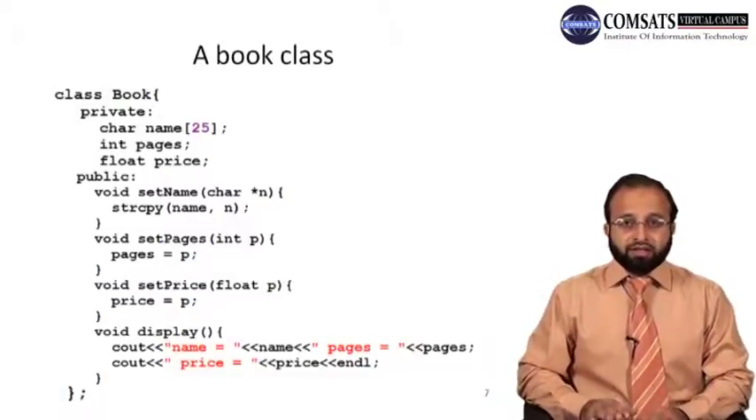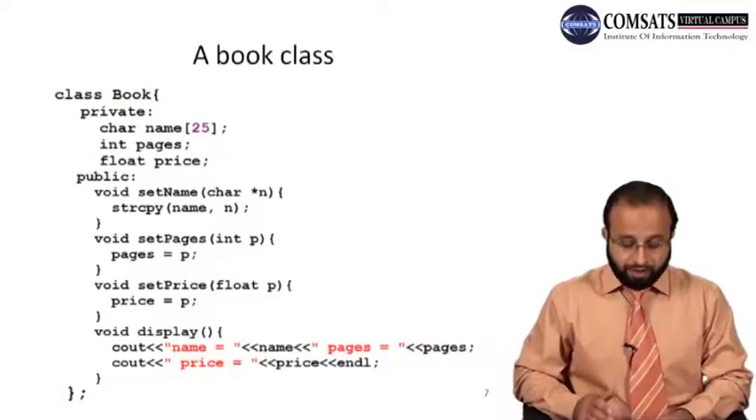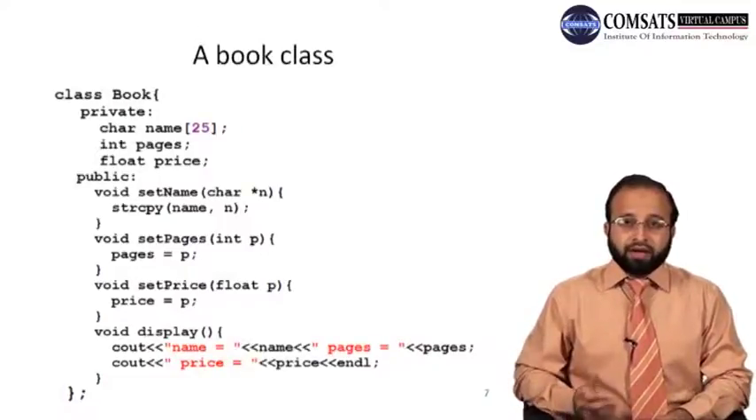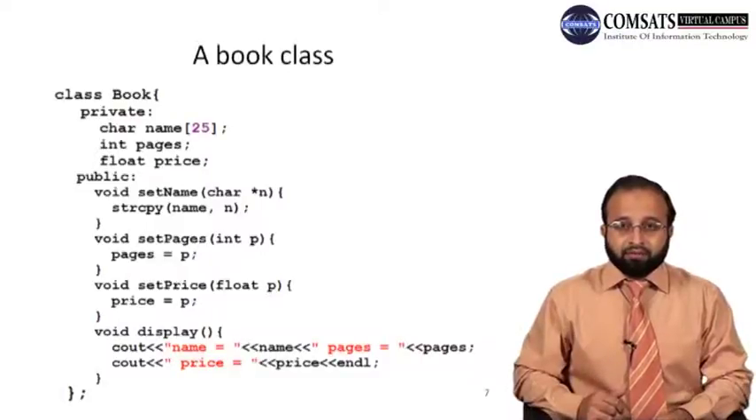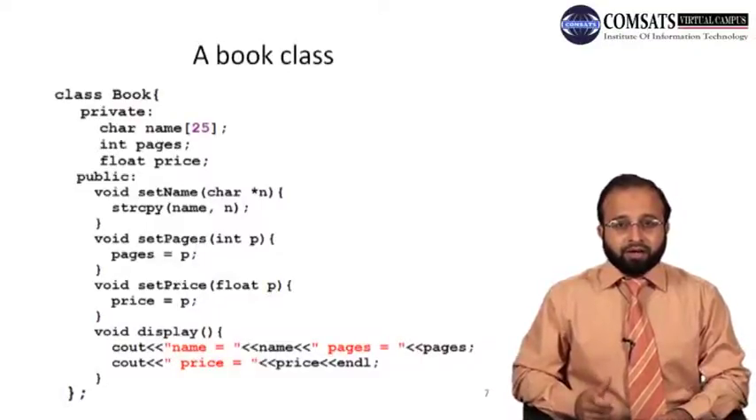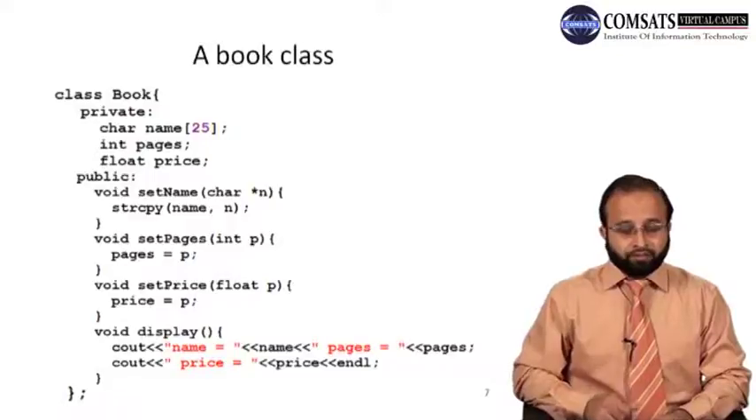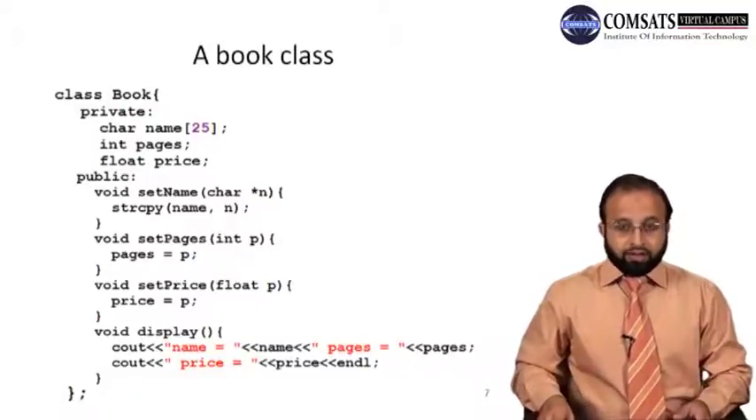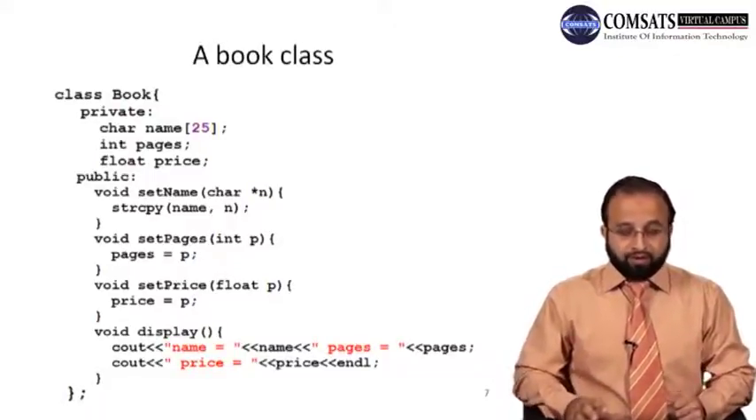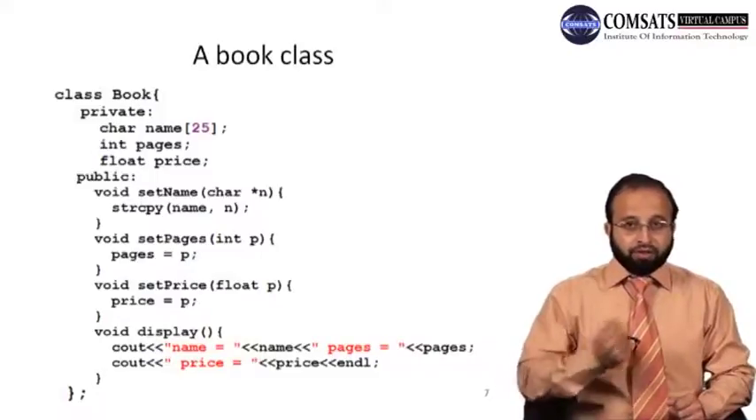How can you access them? You can change the value of those data members, or you can get the value of those private data members, using the public functions that are defined in the definition of the class. Right? I hope that point is now clear, why we have private and why we have public. So this also comes from the real world.